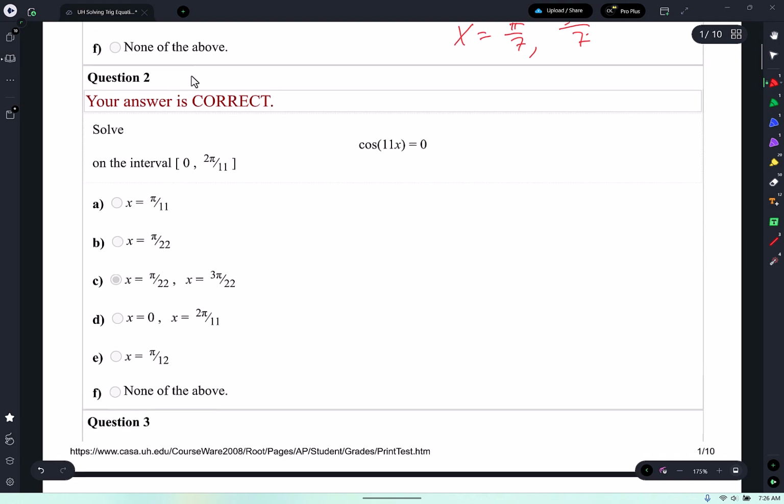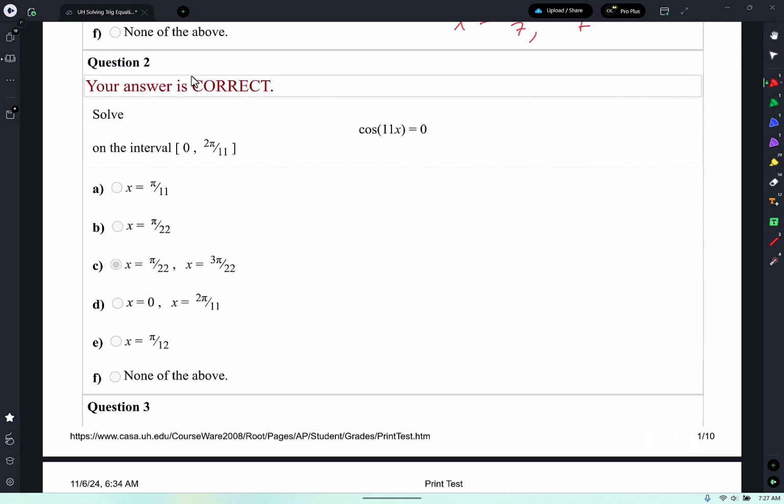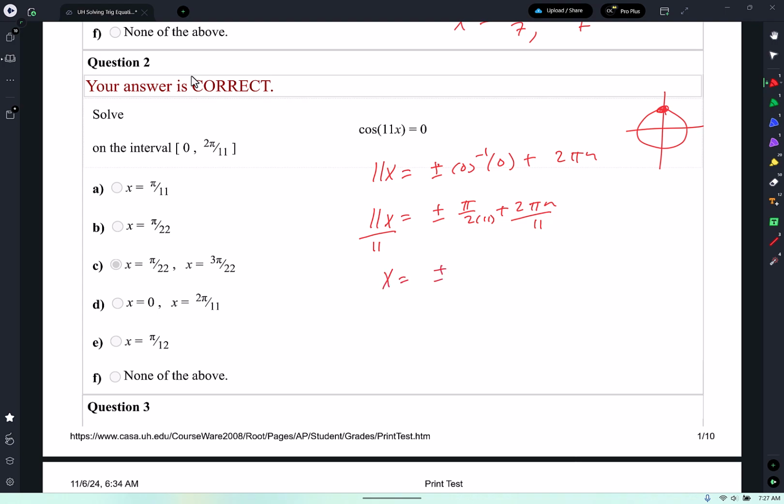All right, next one, guys, we're doing the same thing. I'm going to start by inversing both sides. So I'm going to have 11x equals plus minus arc cosine of 0 plus 2 pi n. And then cosine is 0 right at pi over 2. So I'm going to have 11x equals plus minus pi over 2 plus 2 pi n. And then I'm just going to divide by 11 because that's how you get x by itself. So we have x equals plus minus pi over 22 plus 2 pi n over 11.